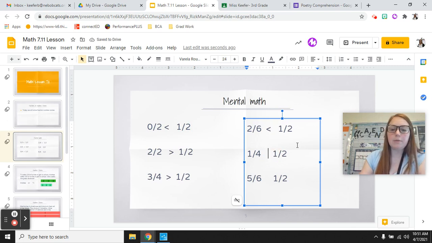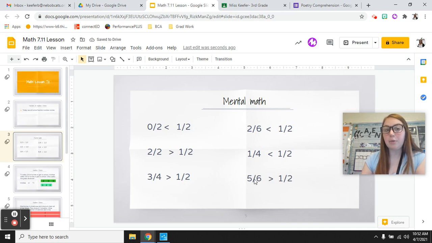What about 1/4? 1/4 would be less than 1/2. And 5/6? That would be greater than 1/2. 4/6. 3/6 is half. For fourths, we said 2/4 is half. And then we have 1/2. So just again, a quick mental math. So you're thinking about those benchmarks like 0, 1/2, and 1 to help you compare fractions.